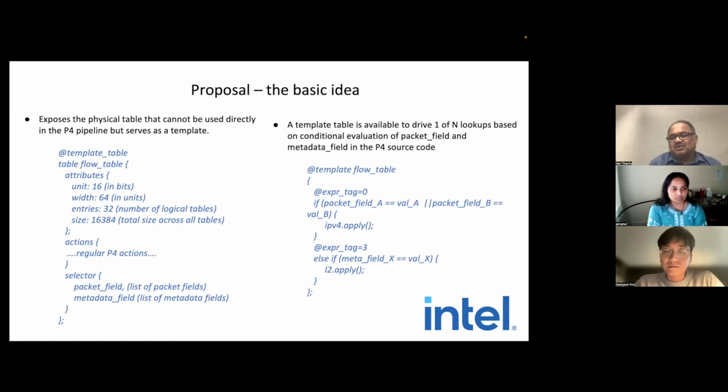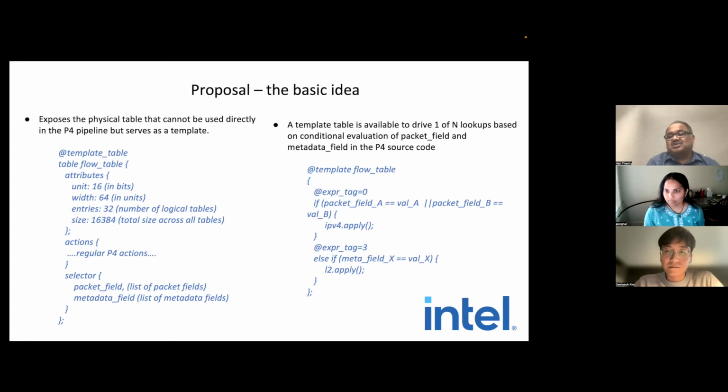So in the static flow, the P4 programmer would specify a template block. On the right side you see the template block, where we specify that this particular code block is derived from the template flow table. There is a concept of an expression tag. The expression tag specifies the order of evaluation of these conditionals, with lower numbers denoting higher priority.